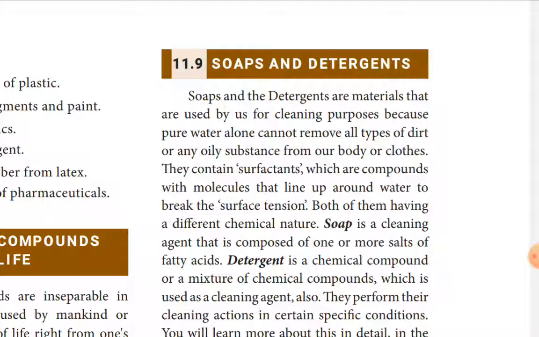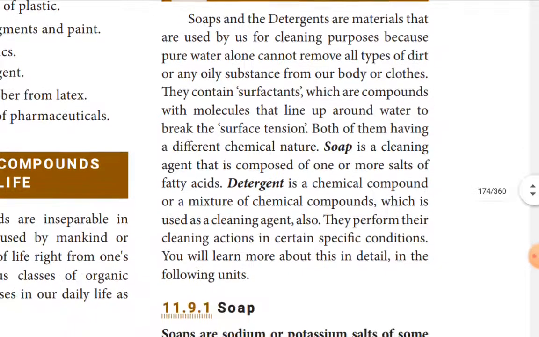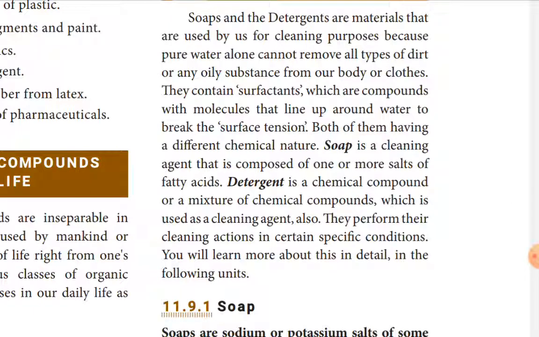Both of them have different chemical natures. Soap is a cleaning agent composed of one or more salts of fatty acids. We can say soap is a sodium or potassium salt of fatty acids. But detergent is a chemical compound, obtained in the form of a sulfonic acid. It is a chemical compound or mixture of chemical compounds used as a cleaning agent, and it performs its cleaning action under certain specific conditions.